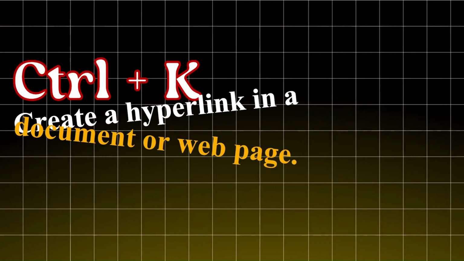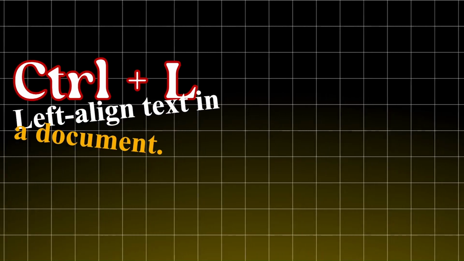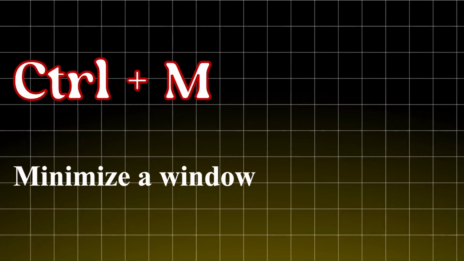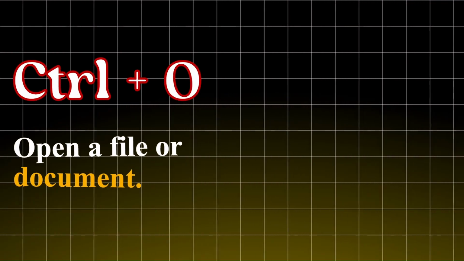Ctrl plus K, create a hyperlink in a document or web page. Ctrl plus L, left align text in a document. Ctrl plus M, minimize a window. Ctrl plus N, create a new document or open a new window. Ctrl plus O, open a file or document.